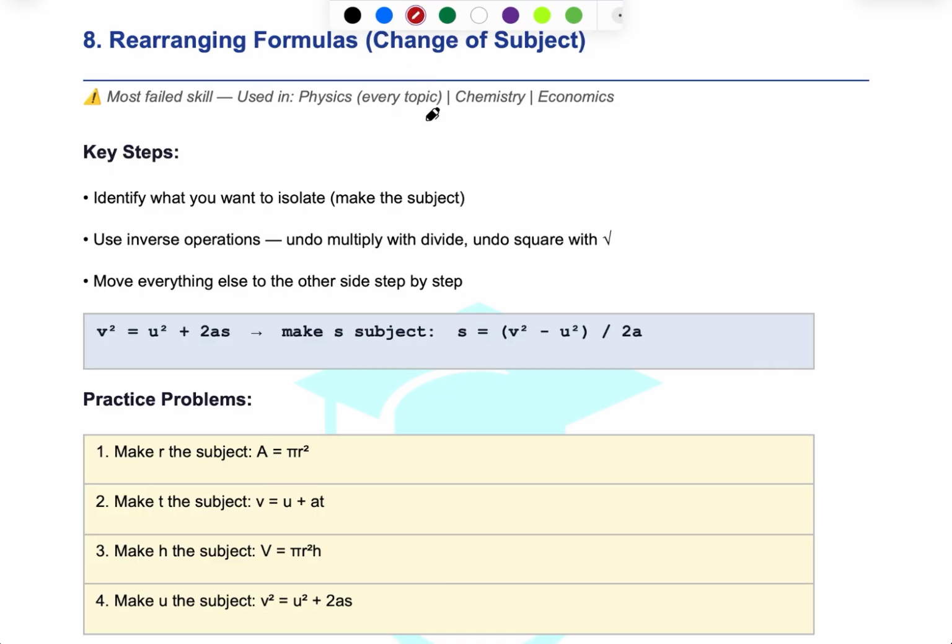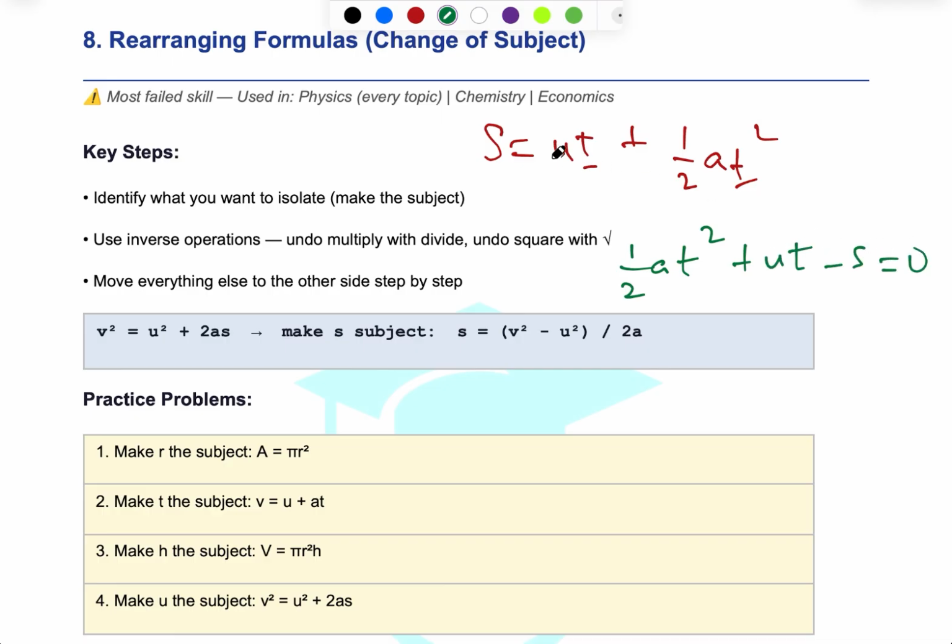There's this particular concept that is always common. Imagine I give you s equals ut plus half at squared, and I ask you to make t the subject of formula in this place. It is not actually complex. What you have to do is that t is in the quadratic term here, so you have to solve it quadratically. So what you do first is take everything to the right hand side. So you have what? Half at squared plus ut minus s equals 0. So I just brought this one to join them and rearranged it.